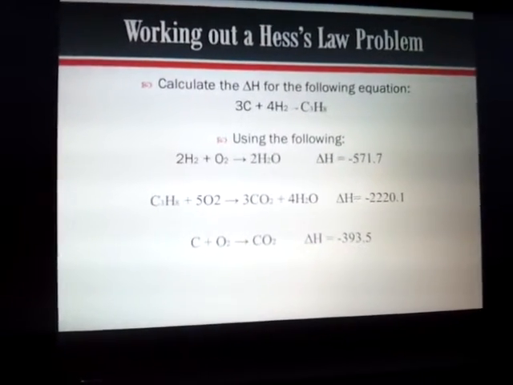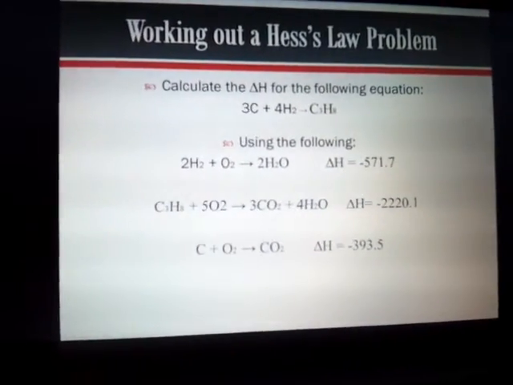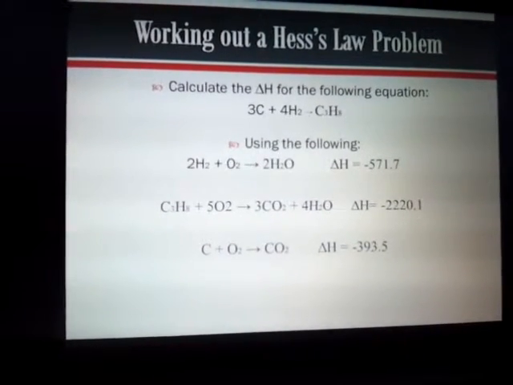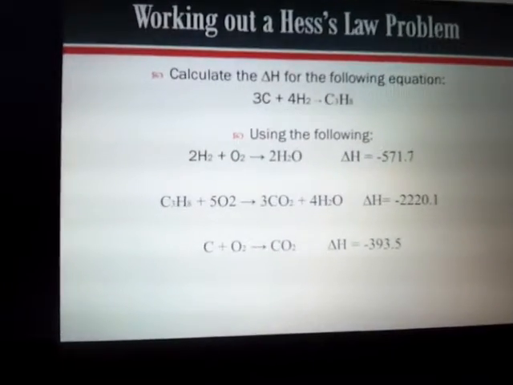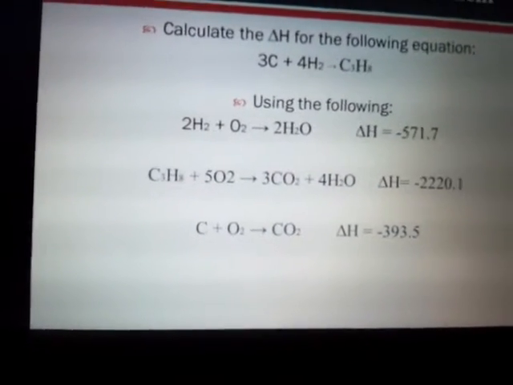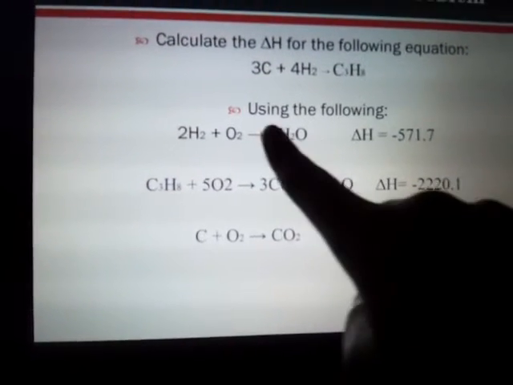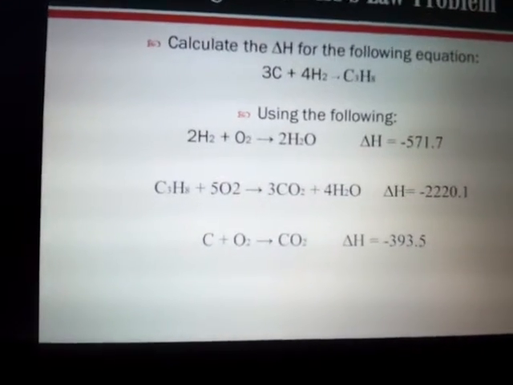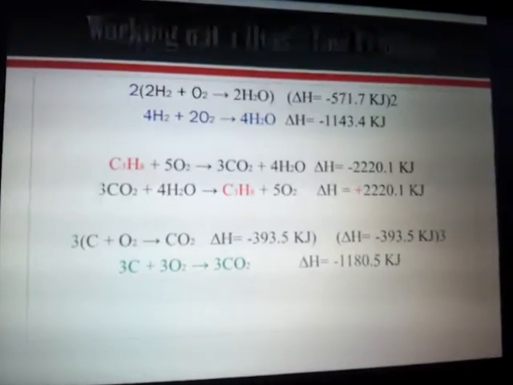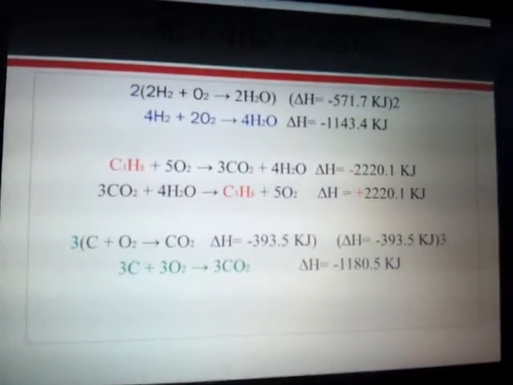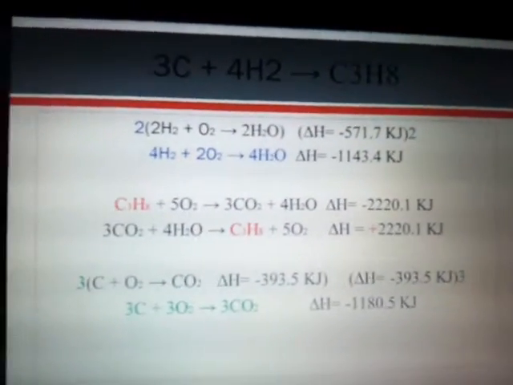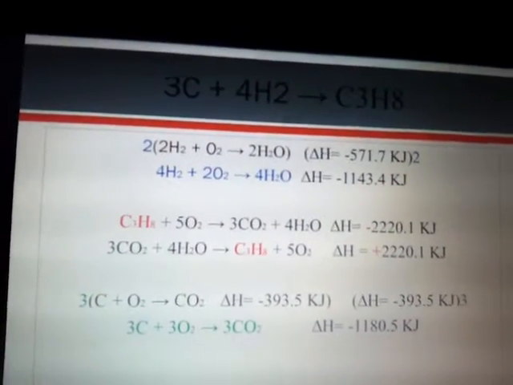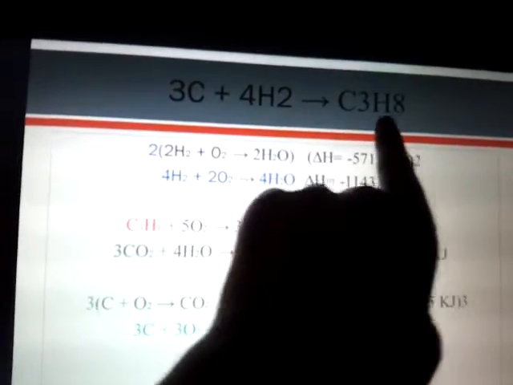So we're finally to the problem. They ask us to calculate the change in H, or the enthalpy, for the following equation: 3 carbon plus 4 hydrogen yields ethane, or C3H8. And they provide us with these 3 equations here, along with their enthalpies. Okay. So basically they want us to manipulate each equation that they gave us so that we can get this final or net equation here.